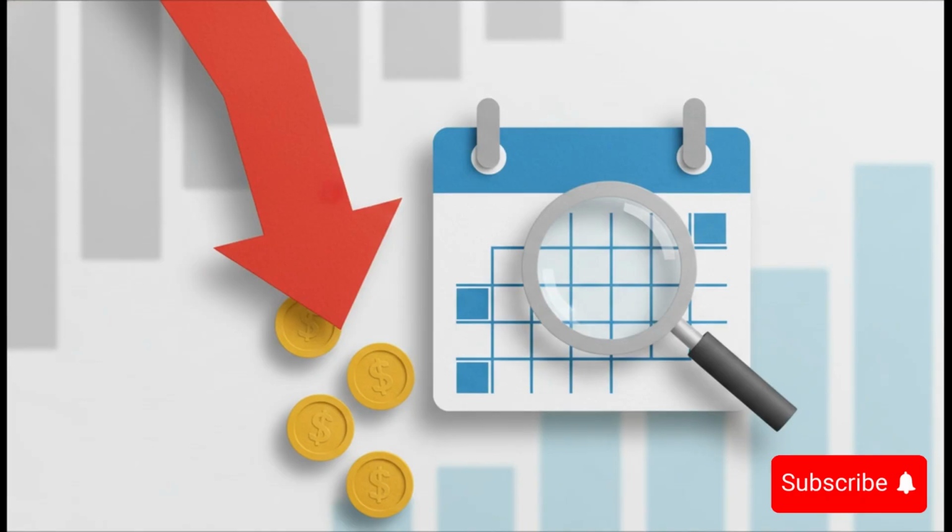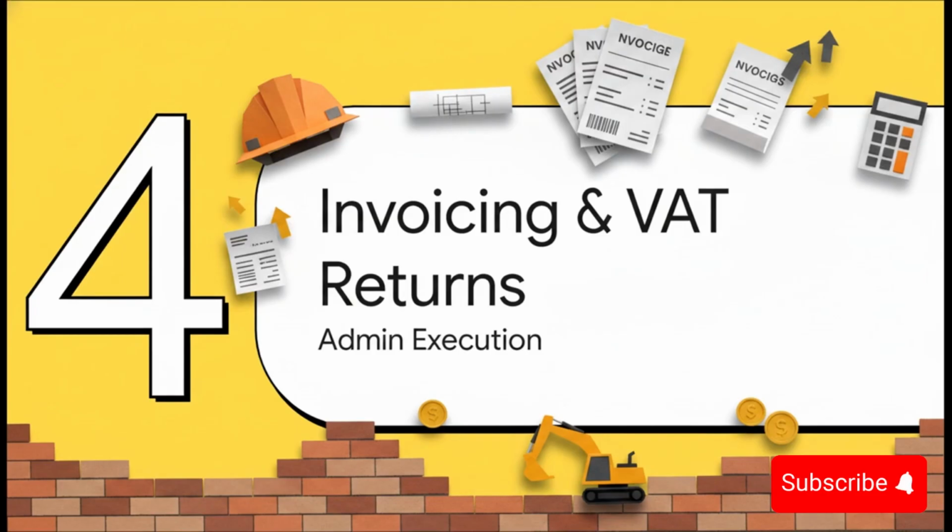But here's a pretty great strategic workaround. Since you're paying VAT on your purchases but not collecting it on your sales, you might find yourself in a repayment position with HMRC. So definitely consider applying for monthly VAT returns to get that cash recovered quickly and keep your business breathing. And that brings us to Section 4, Invoicing and VAT Returns, the administrative execution.